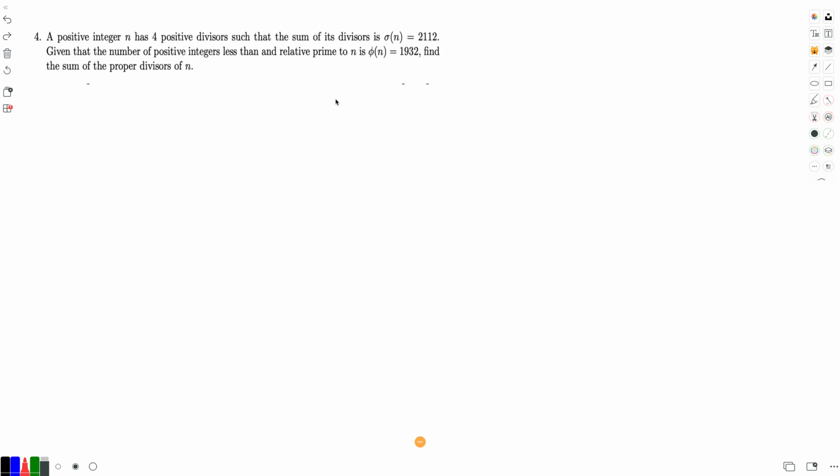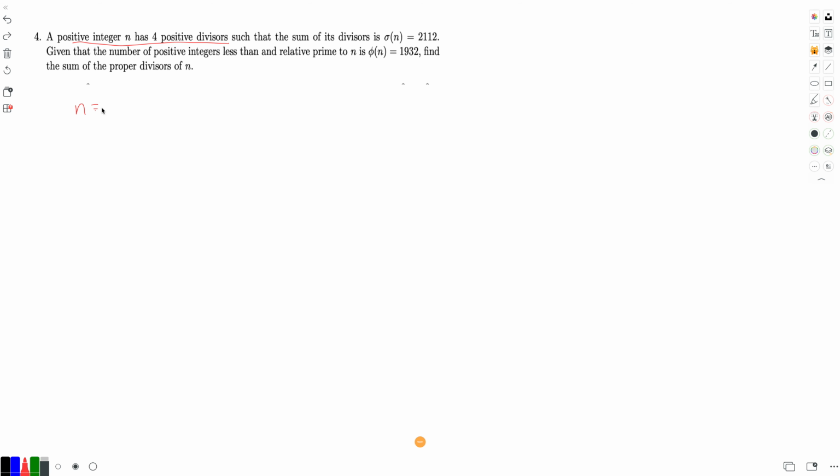Given the number of positive integers less than and relatively prime to n, this is phi of n, equals 1932. Find the sum of the proper divisors of n. So first let's go to this piece of information. A positive integer n has 4 divisors, so we can automatically get a form for these numbers.